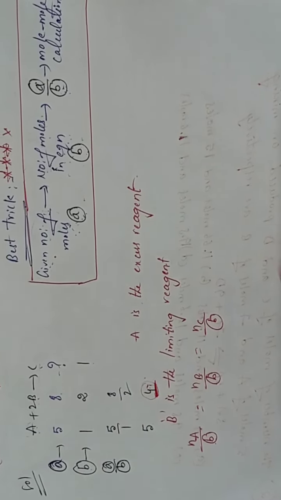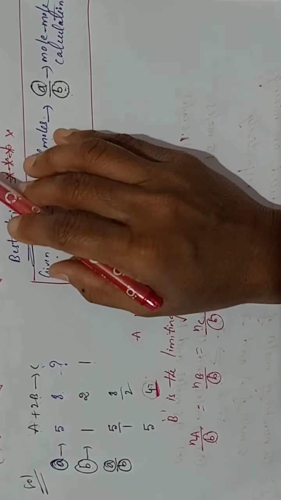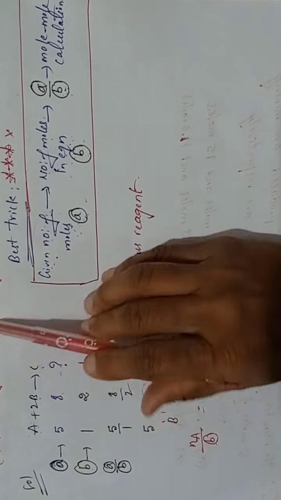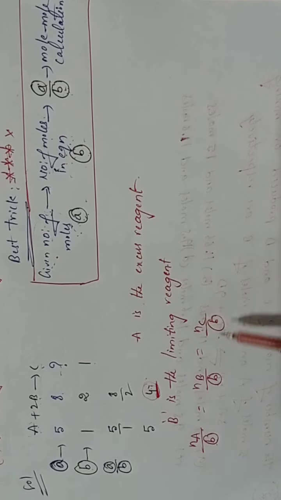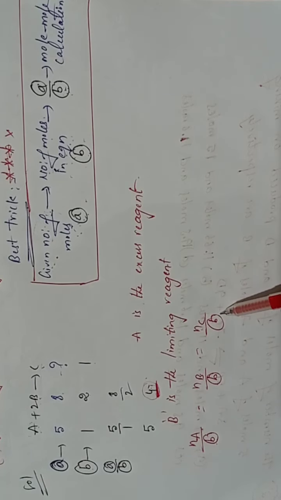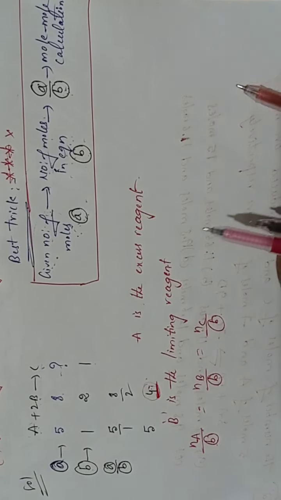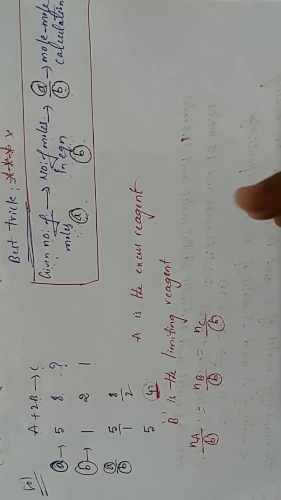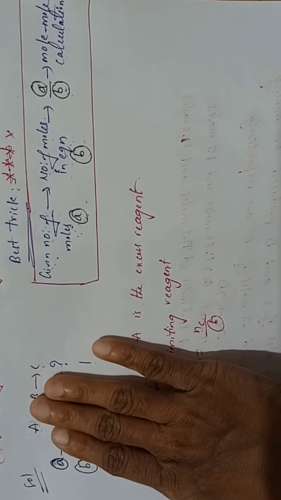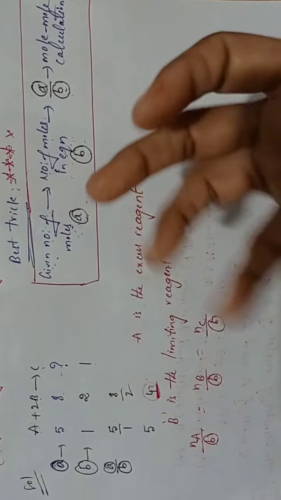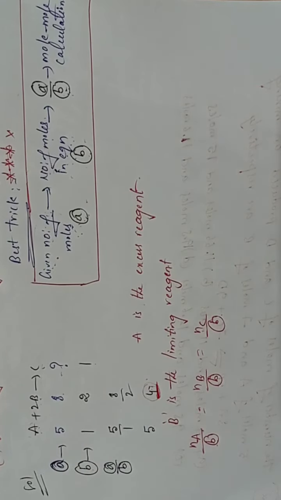Now what you have to find here? 5 moles of A and 8 moles of B are given. We have to find the number of moles of C. I am going to find the number of moles of C. And one more point you have to remember, students: the limiting reagent only decides the number of moles of the product formed. Clear this one?